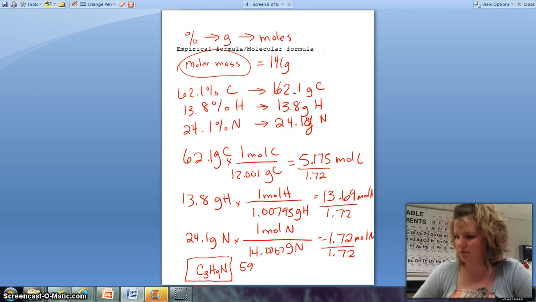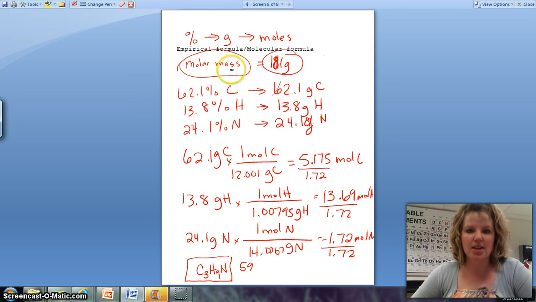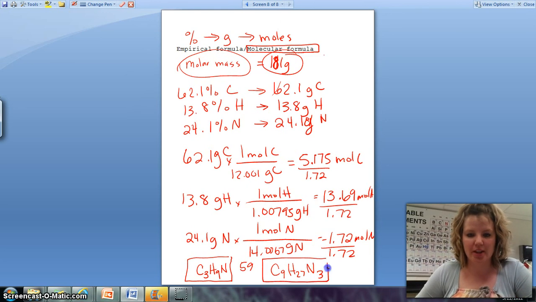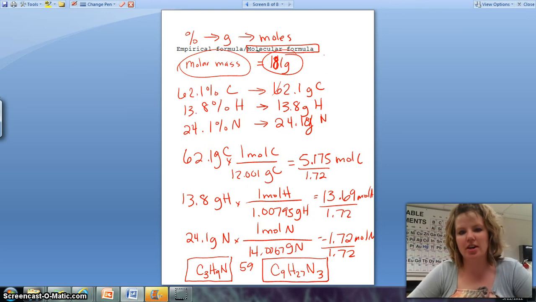Okay, that was supposed to be 81. Sorry. And it gives you 141. We would know that we had to take all of these numbers times 3 in order to match that molar mass. When you match molar mass, that becomes your molecular formula. So then it would be C times 3, or 3 times 3, which would be 9, and then 9 times 3, which would be 27, and then we would have 3 nitrogen. Okay? And so this would be our molecular formula after we looked at our molar mass.